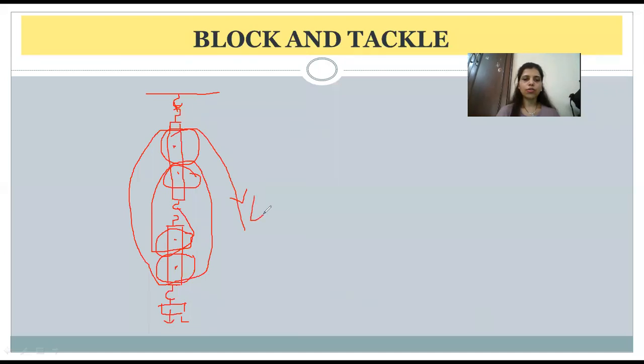So this is the effort, and this is going to be balanced with this tension in the string. Now when you're calculating, you're not going to calculate this tension. Now from inside you're going to mark. This is 1T, second T, third T, okay, and this is the fourth T. So now you can see that the load is balanced with 4T.